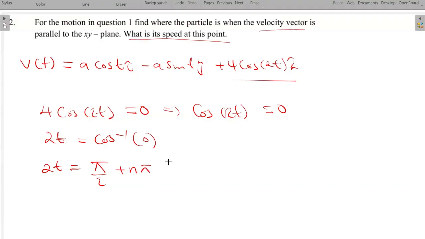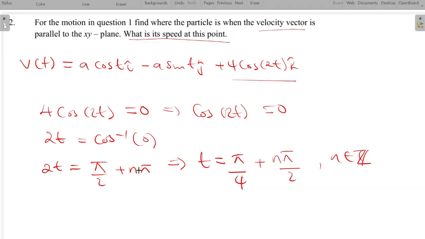But to get t itself, since this is 2t, multiplying by the reciprocal, which is 1 over 2, I'm going to have that t is pi over 4 plus n pi over 2, with n being any integer. So since it's not been specified in what interval we're working, generally you're going to have this here.